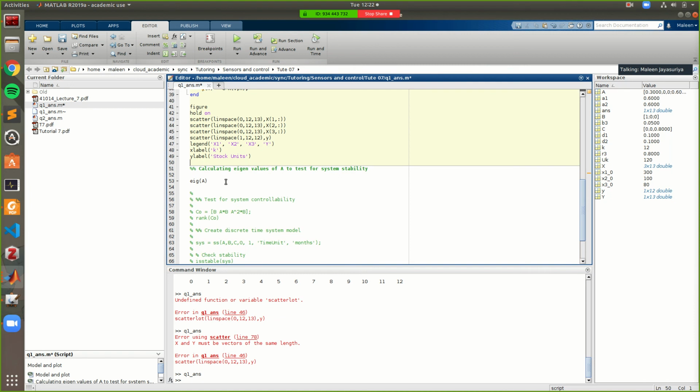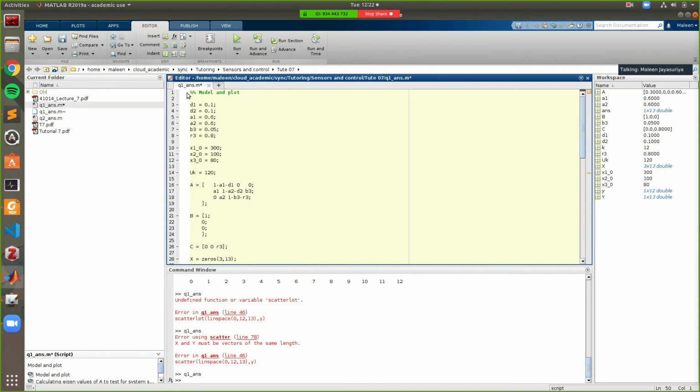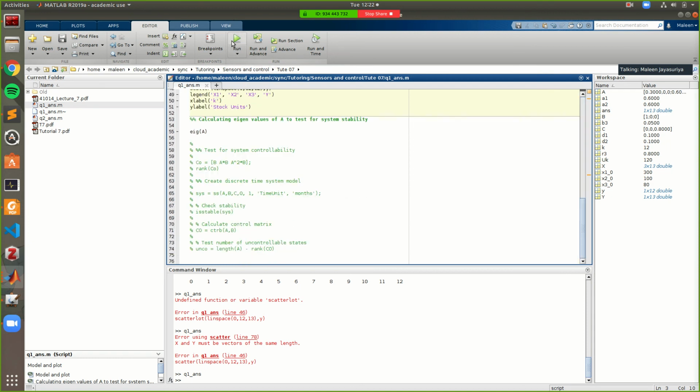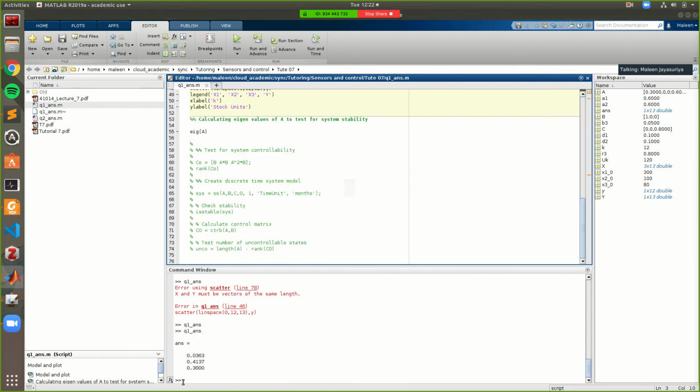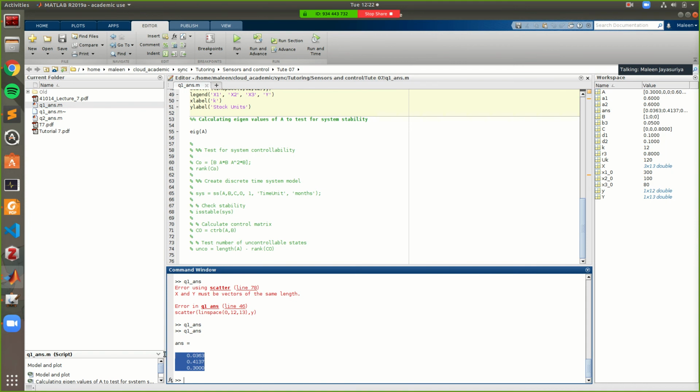Since this is a discrete time system, I can predict just by looking at that previous graph that it's going to be stable. Hence, it's going to be inside the unit circle, right? That means its magnitude is going to be less than 1. If I run this now, you can see the eigenvalues that get popped out, and you can see that the eigenvalues are all less than 1.